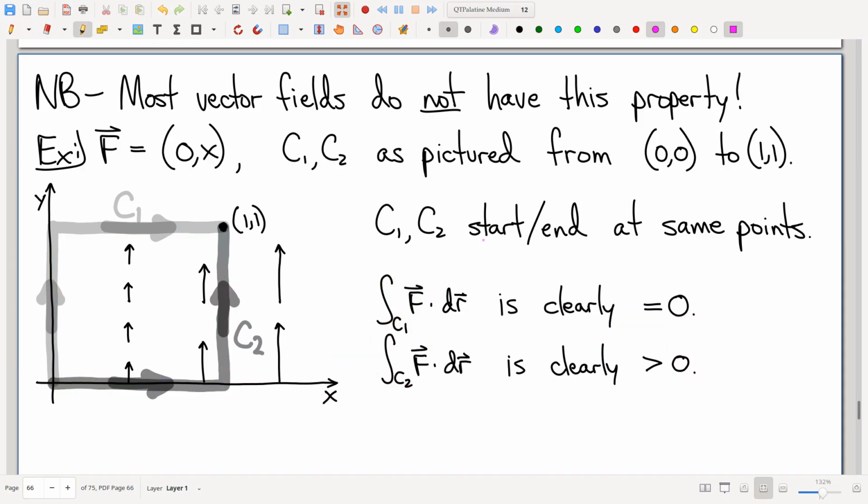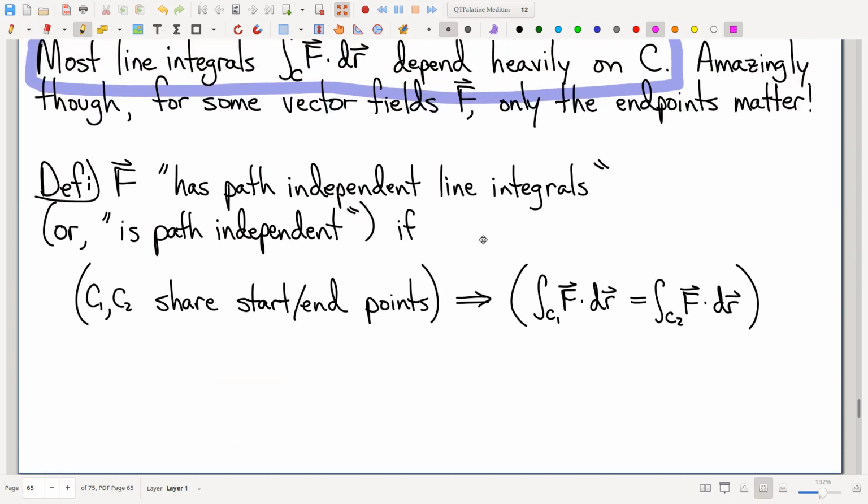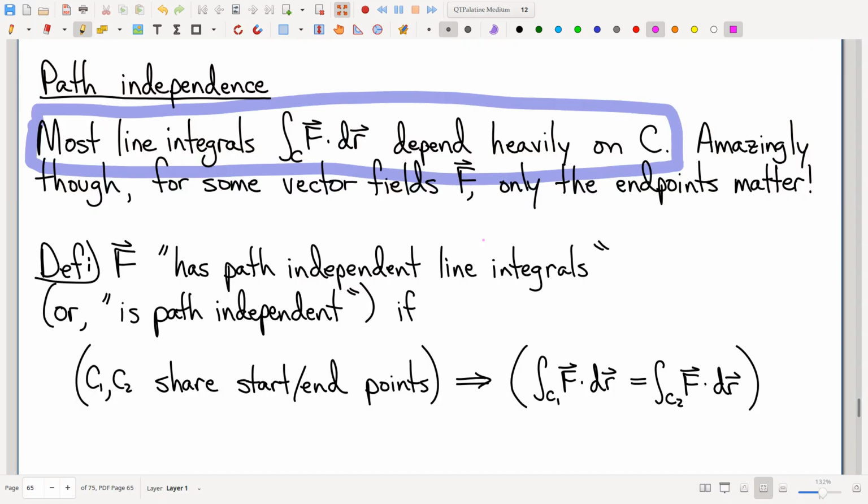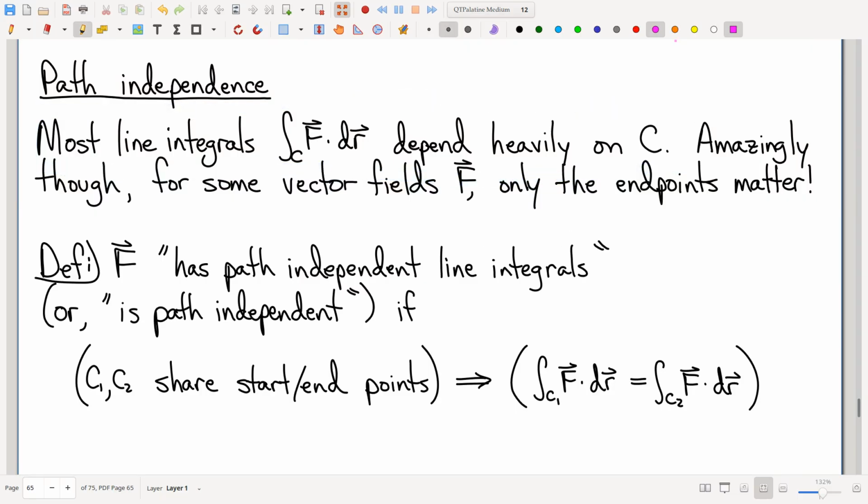Okay, so that's what makes this statement here that we kind of glossed over real quick a moment ago outrageous. There are some vector fields where in some sense the curve doesn't matter.